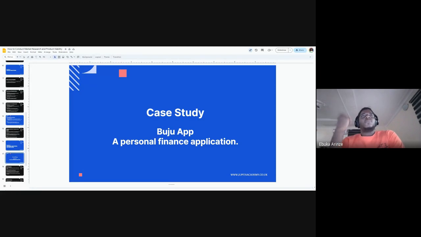We're assuming that people in Nigeria care about their personal finance. We need to know how many people care about it. We need to know those that are caring about it. How are they solving their problems? And if and how are they solving their problems? And what are the challenges they have in solving their problems?